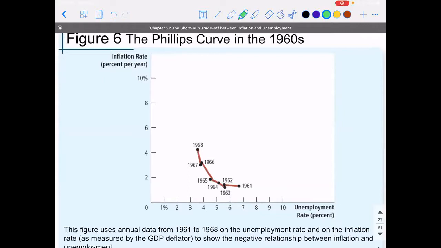So in the 1960s, you basically saw policymakers making different choices along this downward sloping Phillips curve. I remember when I took my first principles of macroeconomics course, and I really do remember it. I mean, gosh, it must have been like 25 years ago that I took principles of macro for the first time.